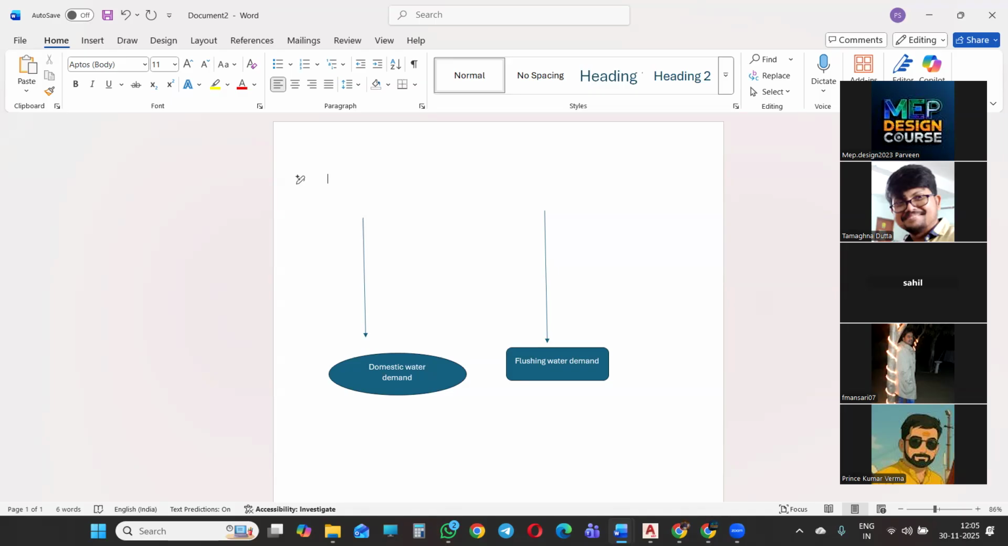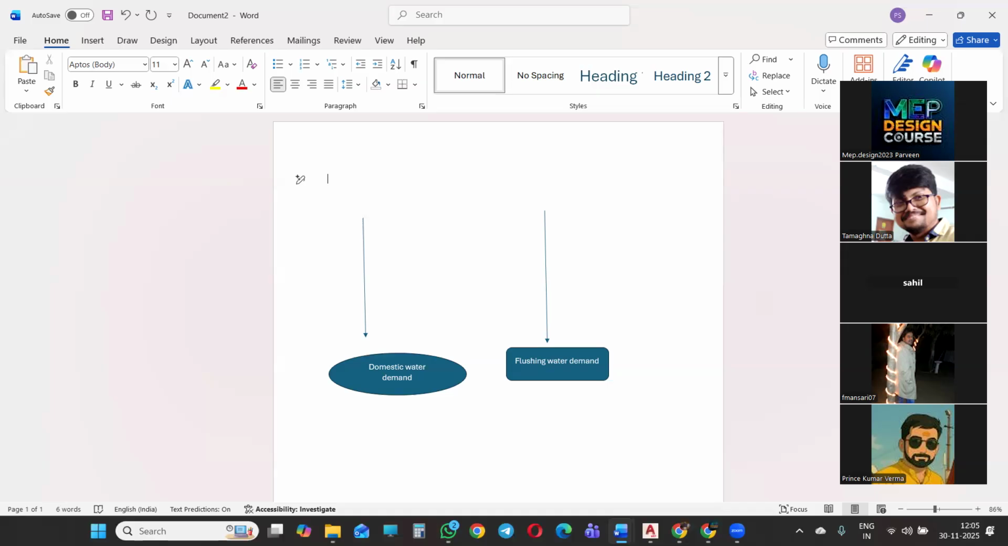Our main points are: first, what type of STP we are going to use, what the technology is, and why that technology has been used. Second, how you decide the sizes. And third, what the basic uses of the STP, WTP and ETP are.